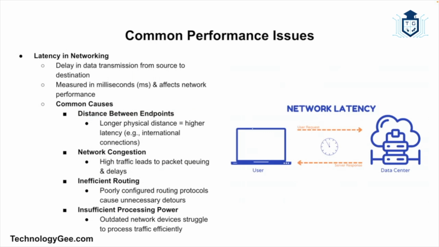All right, next we have latency, and this refers to the delay in data transmission from source to destination. And the common causes are the distance between endpoints. So you could be dealing with an international connection that has a higher latency, network congestion or inefficient routing, or insufficient processing power on network devices.